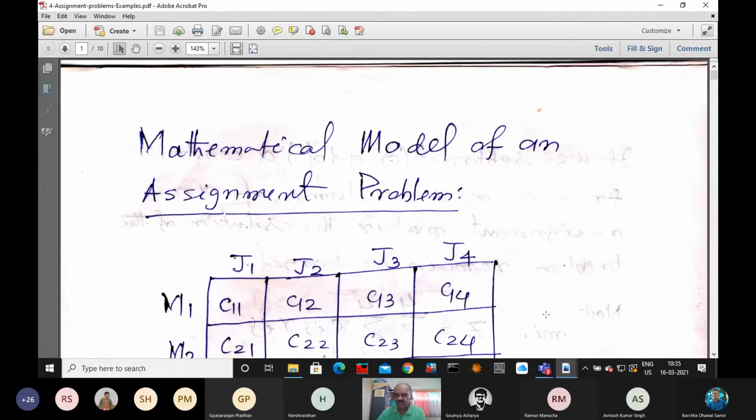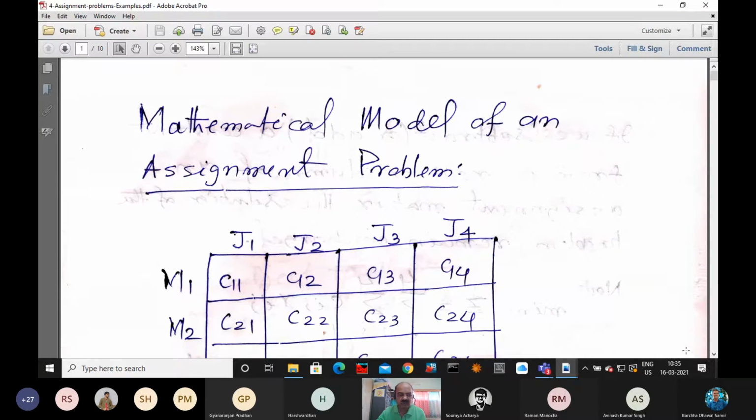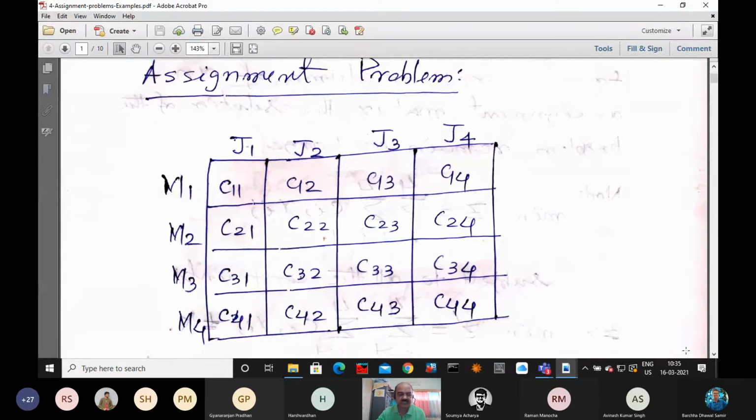Okay. So here, what I am going to mention is that there are 4 machines: machine 1, machine 2, machine 3, machine 4. And there are 4 jobs: job 1, job 2, job 3, job 4. For example, in a particular situation, let us say I am assigning machine 1 to job 1. So one machine has gone and one job has gone. So there are 3 machines and 3 jobs.